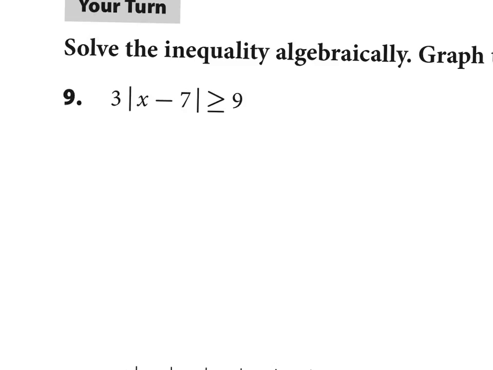I have 3 times the absolute value of x minus 7 is greater than or equal to 9. Okay, so if I'm going to solve this, what do I do first? Divide by 3, because again, we don't need to distribute those things in. It's going to throw off our absolute value.